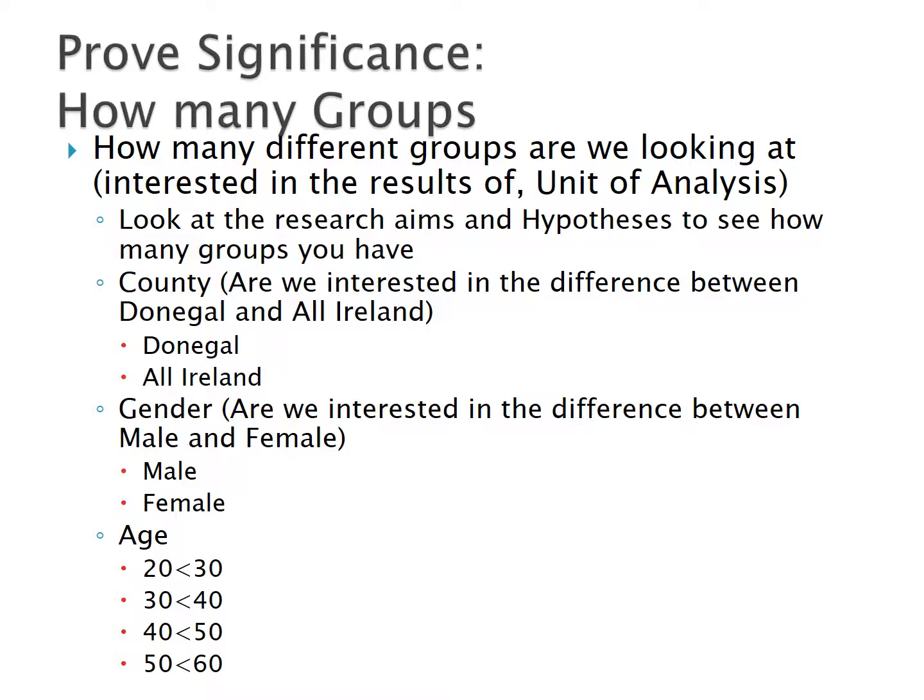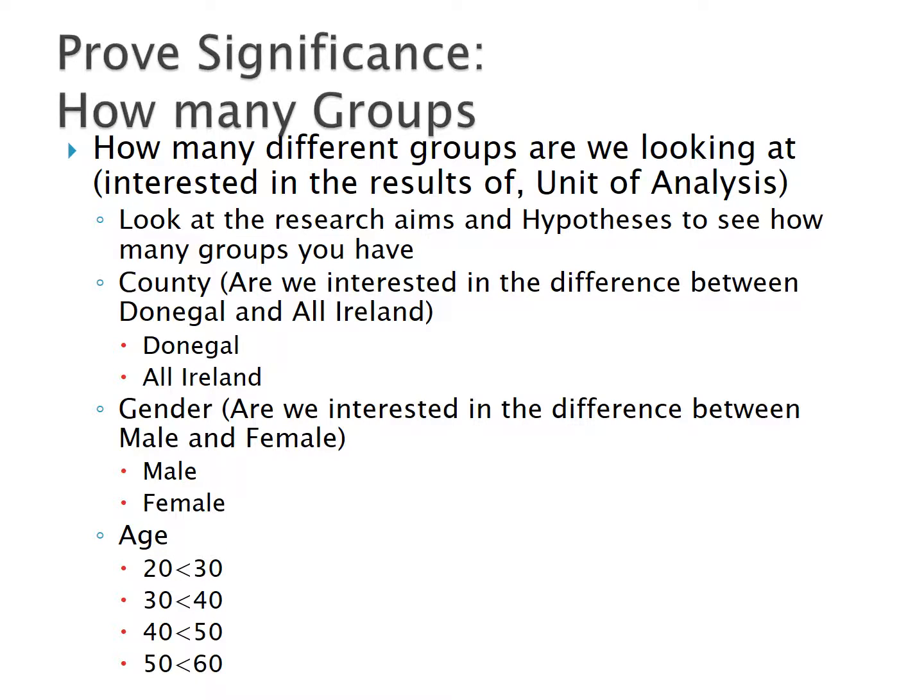One of the things you have to look at when you're choosing a test to prove significance is how many groups are involved. How many different groups are you interested in the results of, or going to analyse? Look at your research aims and the hypotheses to see how many groups you have. Is county important, or are we interested in the difference between Donegal and the whole of Ireland, or the difference between Donegal and just Cork, for example? Is it important to look at the difference between male and female? Is it important to look at the different categories of age?